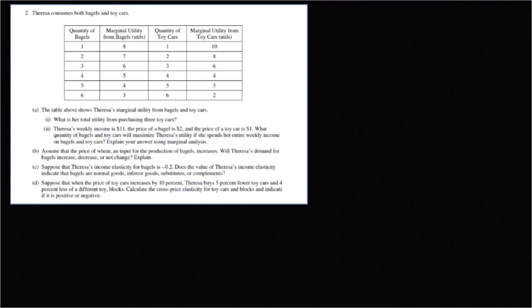Alright, so we have a FRQ here for AP Microeconomics. Let's begin. The table shows Theresa's marginal utility for bagels and cars. What is her total utility from 3 cars?